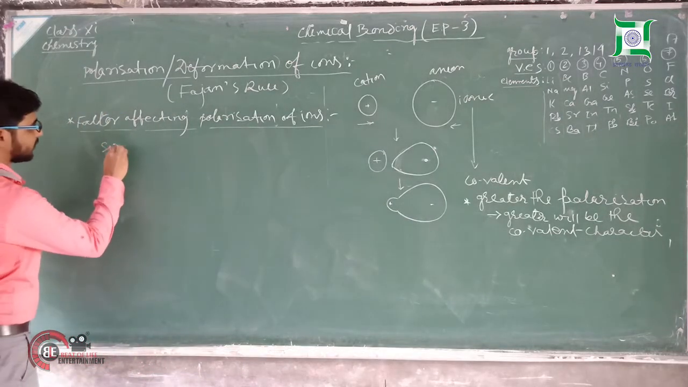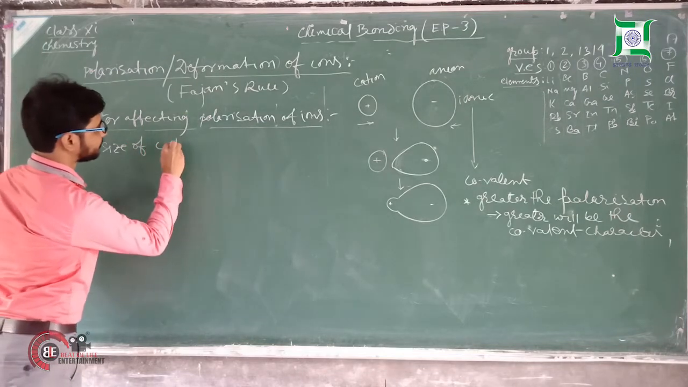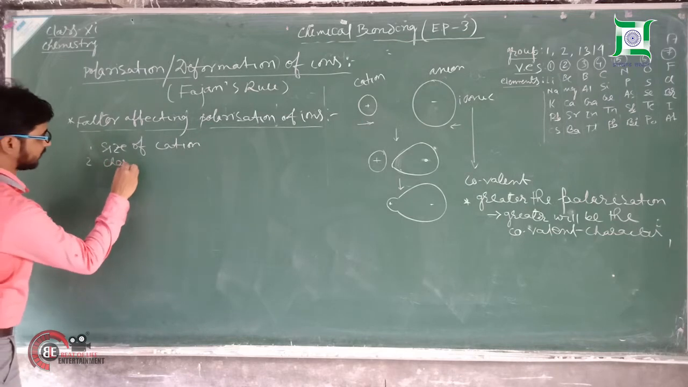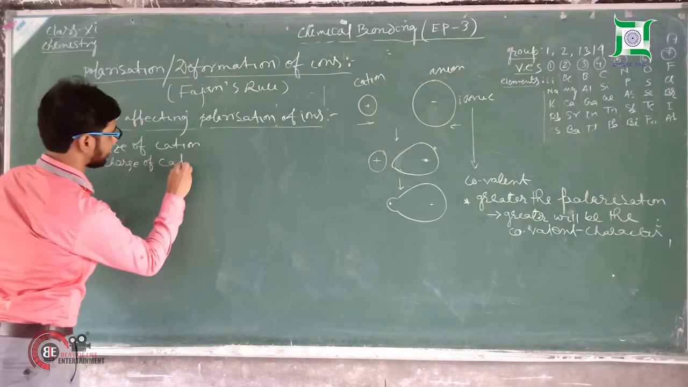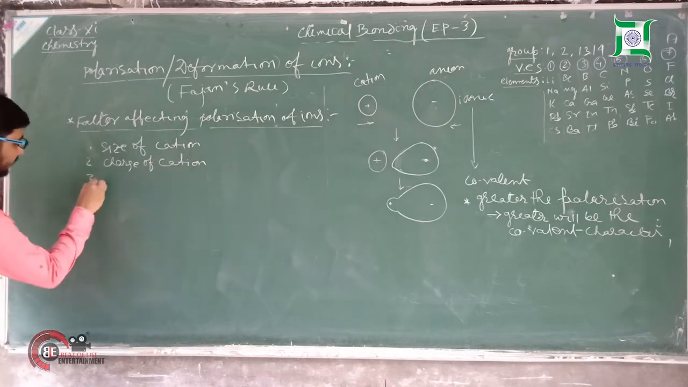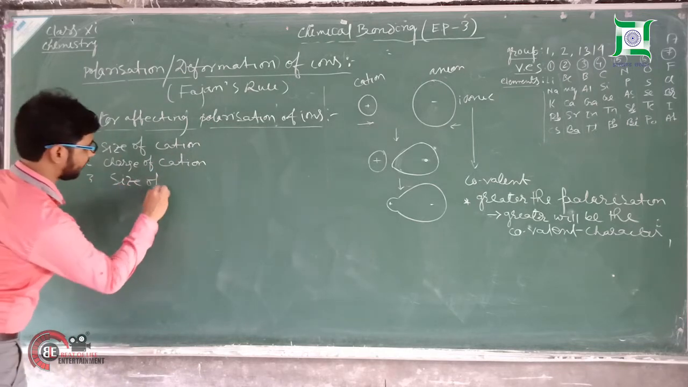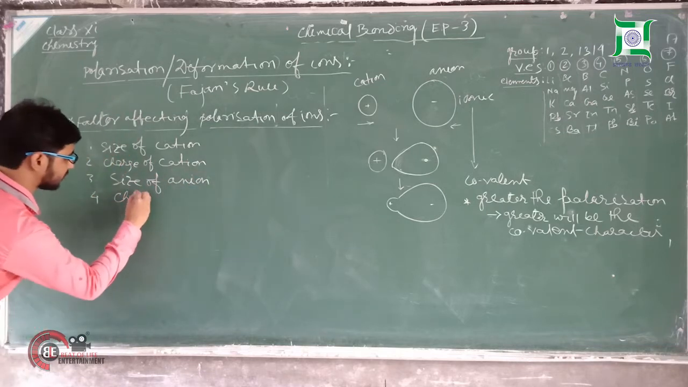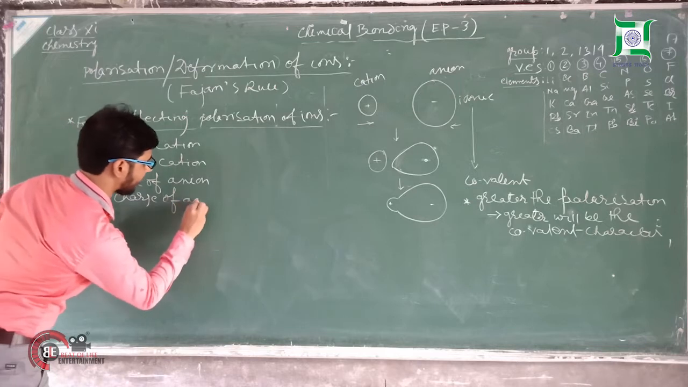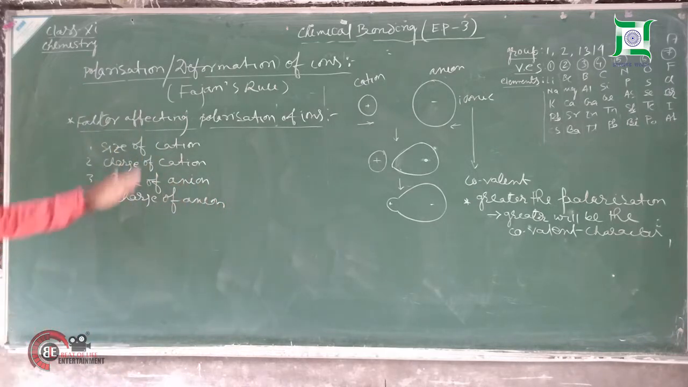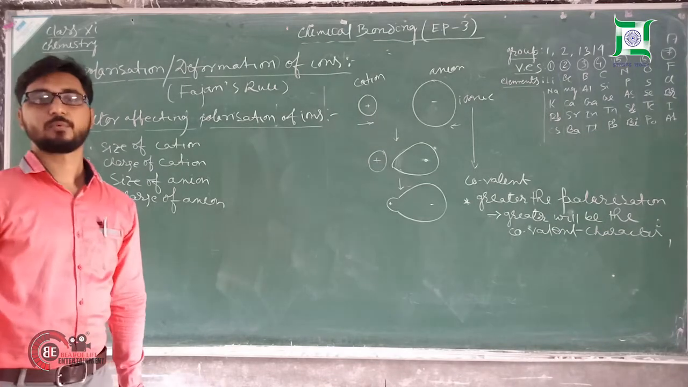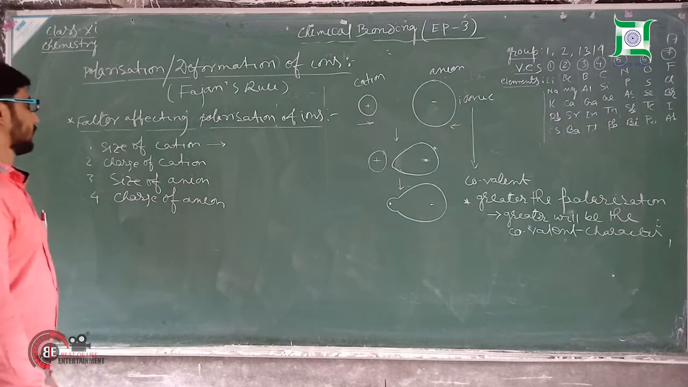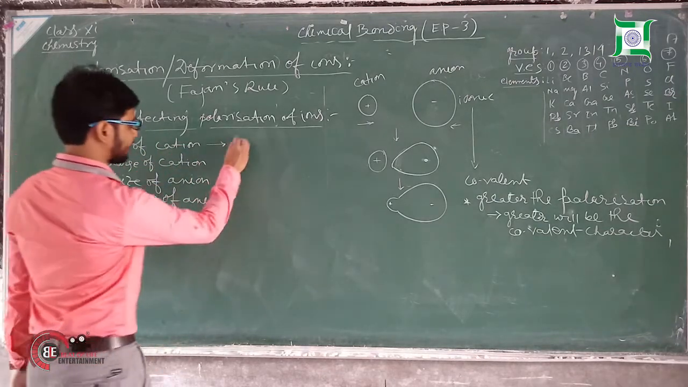Number one is size of cation. Number two, charge of cation. Number three, size of anion. Number four, charge of anion. The polarization depends on these. So how does the rate of polarization increase? The size of the cation will be small.